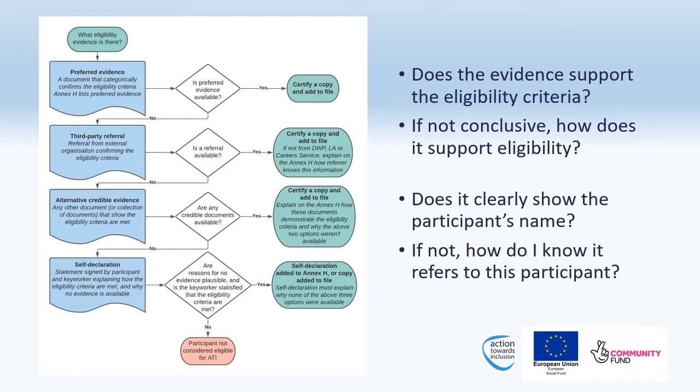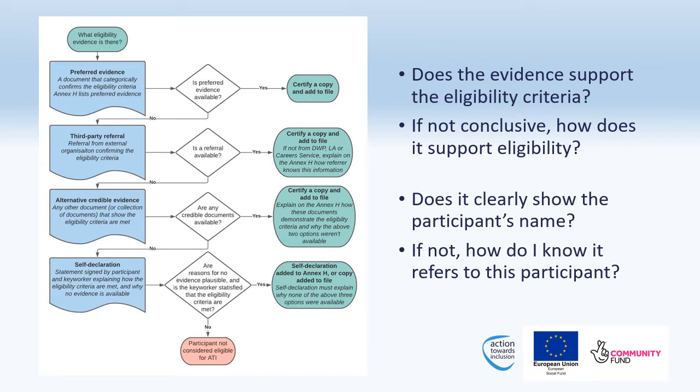If a third-party referral was available, a copy must be added to the file, and if it is not from the DWP, the local authority or the careers service, we also need an explanation on the Annex H for how the referrer knows the information about the eligibility criteria. If a third-party referral isn't available either, then we can have a look at alternative credible evidence. Any other document or collection of documents that shows that the eligibility criteria are met.